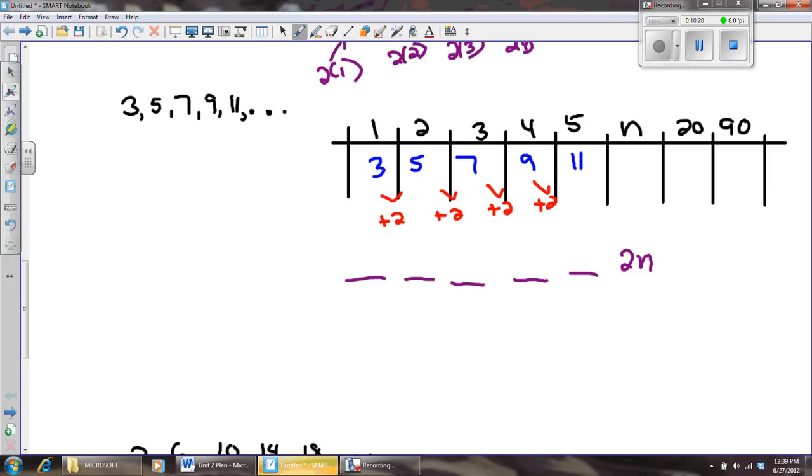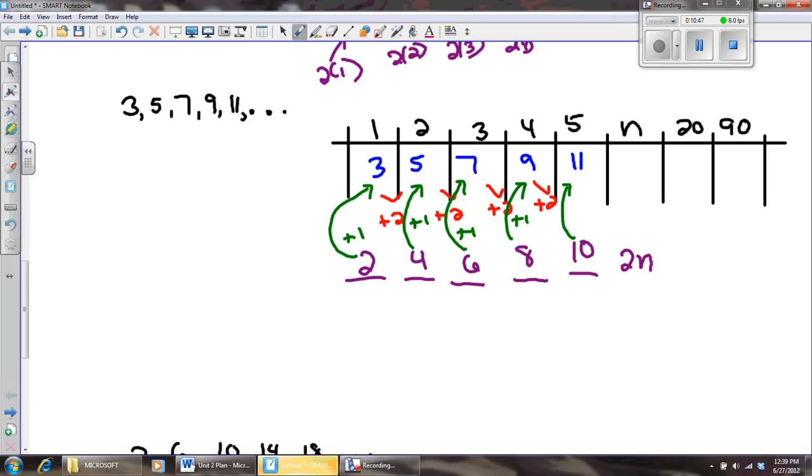All right. So I'm going to take 1 and put it in for n. 2 times 1, 2. Times 2, 4. 2 times 3, 6, 8, and 10. Now I compare. How do I turn the purple one into the blue one? I add 1. How do I turn that? I add 1. I turn that one, add 1. Add 1, and add 1. That means that my nth term must be 2n plus 1.